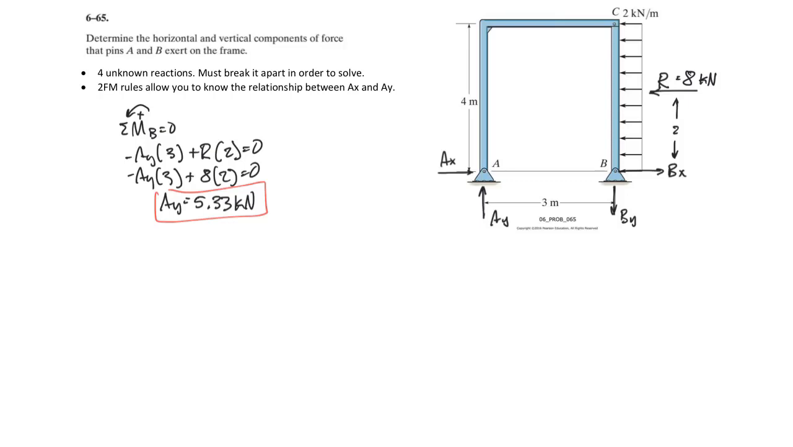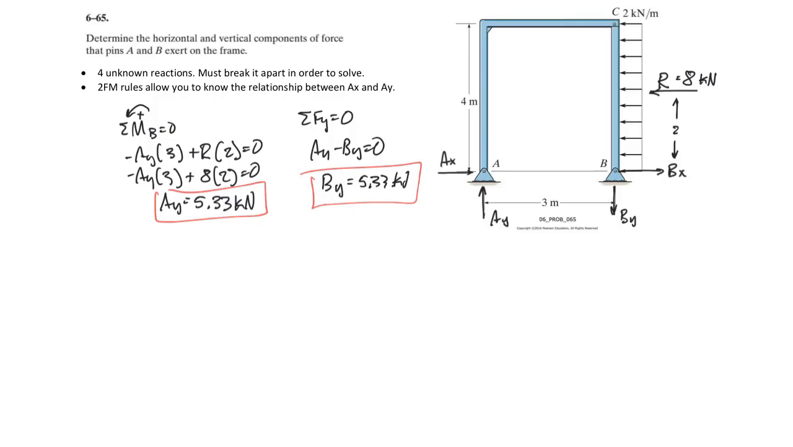Can I find out anything else? I actually think I could sum the forces in the Y here and see what I get. Sum of the forces in the Y is equal to 0, so I got AY minus BY is equal to 0. So here's my second one. BY is equal to also 5.33 kilonewtons. All right, can I find out anything else for those reactions? Not yet.